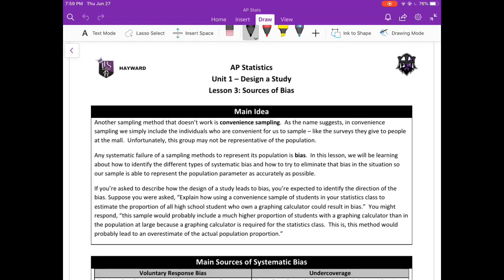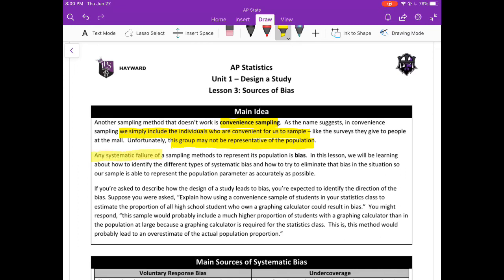Another sampling method that does not work is convenience sampling. As the name suggests, in convenience sampling, we simply include the individuals who are convenient for us to sample, like the surveys they give to people at the mall. Unfortunately, this group may not be representative of the population.